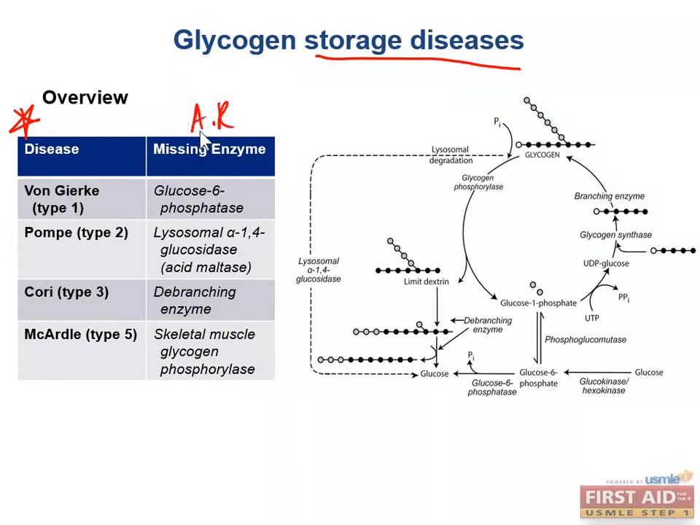enzyme disorders. Expect to see at least 2 or 3 questions on the USMLE regarding these glycogen storage diseases in general. So this will be a high yield section because you will see some question regarding these on test day.